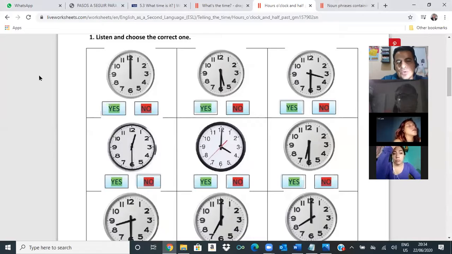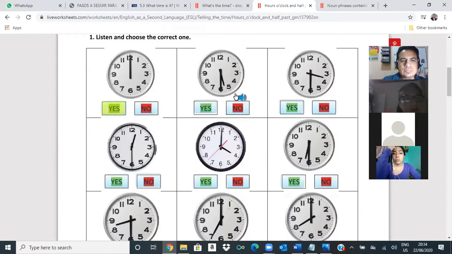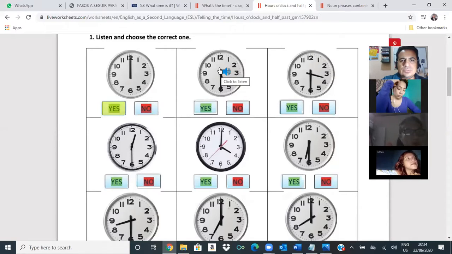Say yes or no. Listen to the time. Look at the clock. Let's see if they are correct. Yes or no? It is 12 o'clock. Is that correct? Yes, it's correct. Number two? It is 2:30. No. Repeat one more time. It is 2:30. No. Is that correct? No, it's wrong.